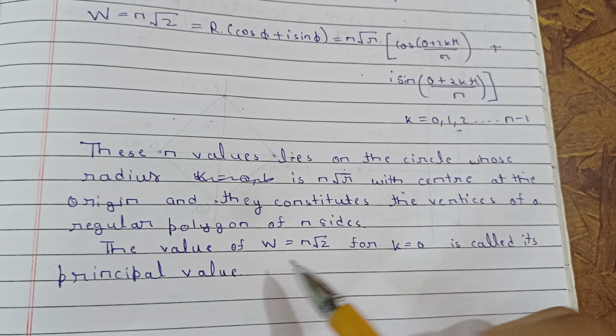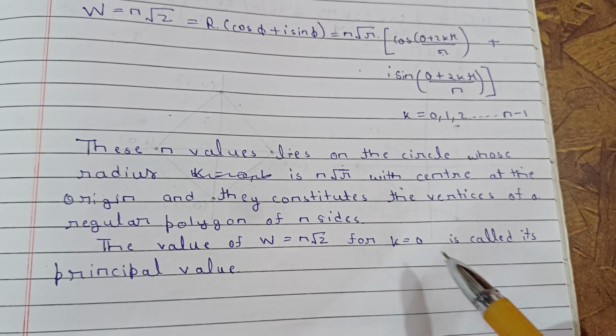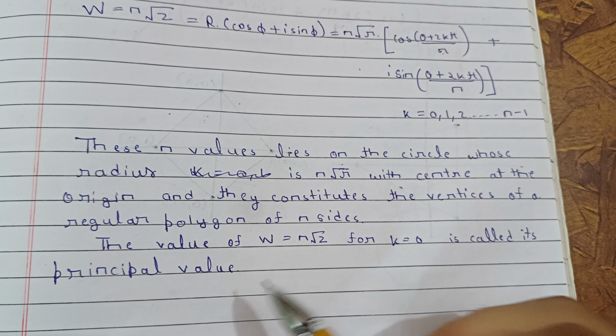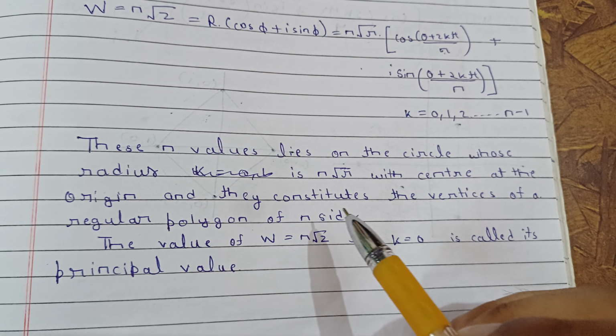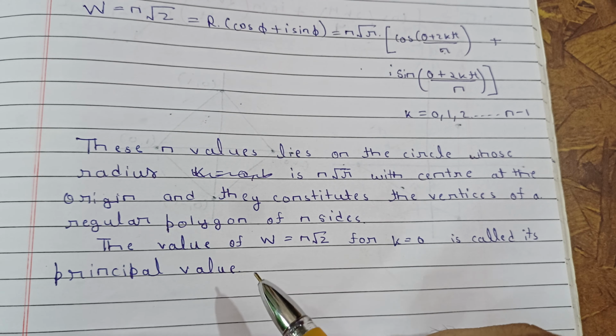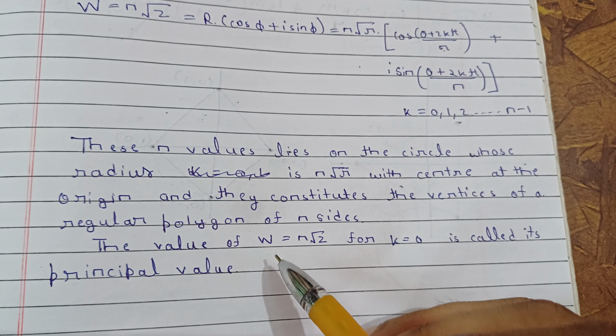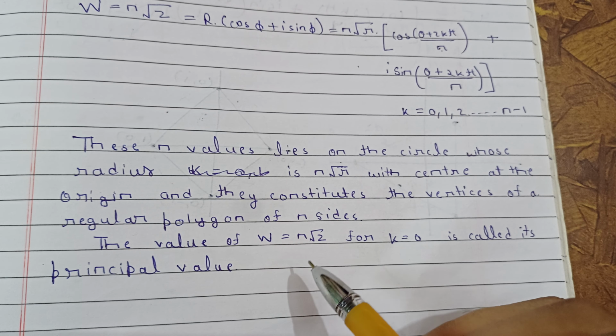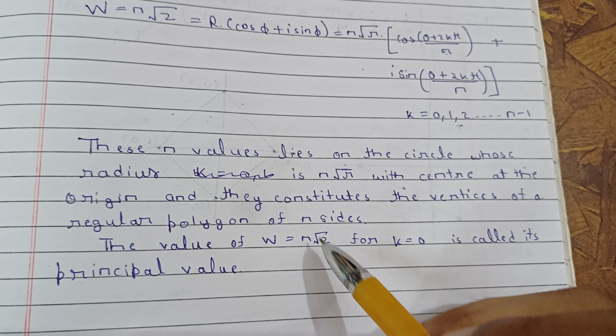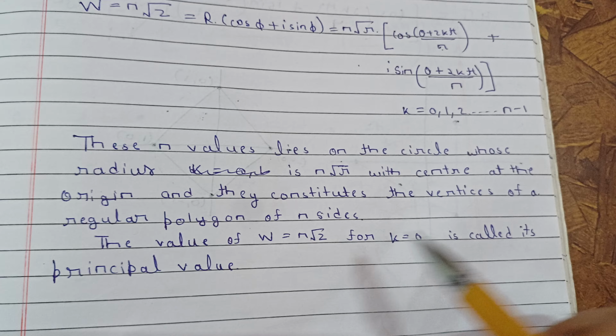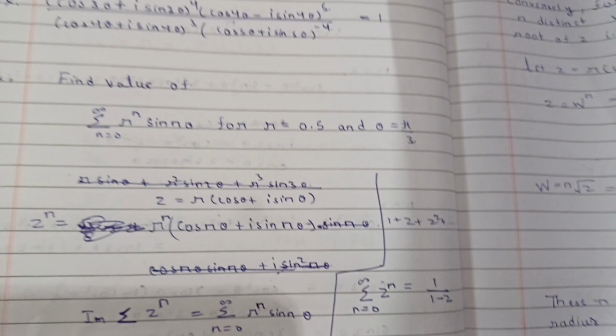The value of w for k equal to 0 is called its principal value. For k equal to 0, whatever value you will get, we call the principal root. So for k equal to 0, z to the power 1/n, you will get the principal value. So let's see some examples.